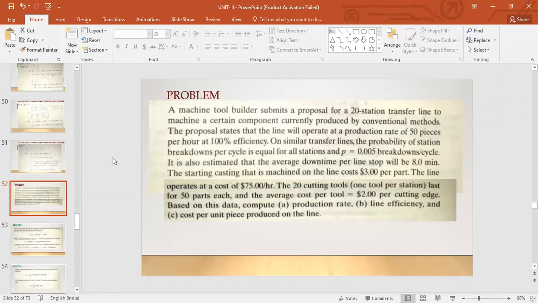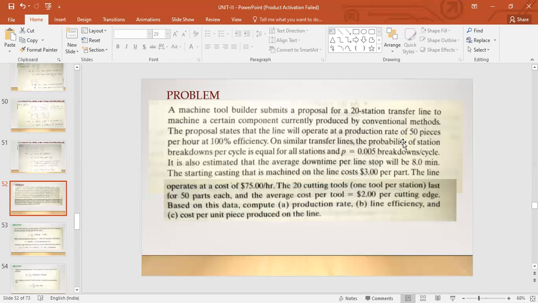The problem here is: a machine tool builder submits a proposal for a 20 station transfer line to machine a certain component currently produced by conventional methods. So this is basically a proposal being given. He wants to have a 20 station transfer line for a particular component that currently he's producing by conventional methods. The proposal states that the line will operate at a production rate of 50 pieces per hour at 100% efficiency. So these are all what is known to him.